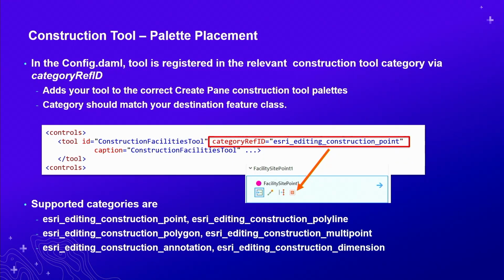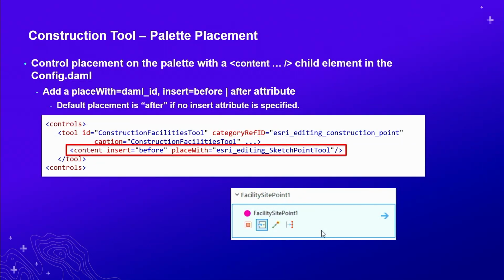The palette placement, when you just use the default category ref ID, it will place the tool, as I said, in the rest of the construction tools for that template. It'll just place it at the end of the group. If you want to place it at a particular location, you can start to use tags within the config.daml. And this one's the content tag, and you can say place with. In this case, I want to place it with an existing tool, so I give the DAML ID of that existing tool. And then I can say through another tag called insert to say before or after. And here I'm just saying before. So it's going to place my custom tool before the sketch point tool.